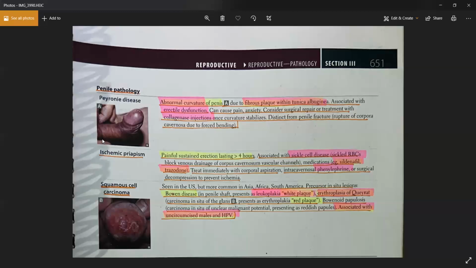Now, please note that this is not a fracture condition. In case of a fracture, you will have a fracture within the corpora cavernosa, right? This is a different thing. A fracture condition will be very painful, but this condition is not painful, okay? And bleeding won't be present in this condition, while bleeding will be present in case of fracture, okay?